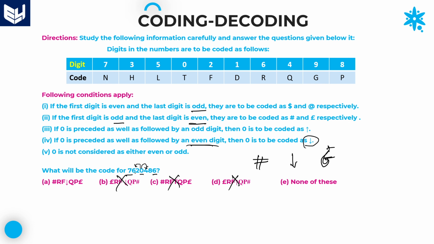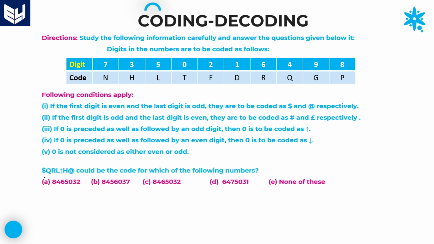Once check it out. 6 is equal to what? R. Next, 2 is equal to F. And next, after that, 4 and 8 are Q and P. This is the answer for this question. Hash, RF, down arrow, QP and euro. Option A is the right answer for this question.